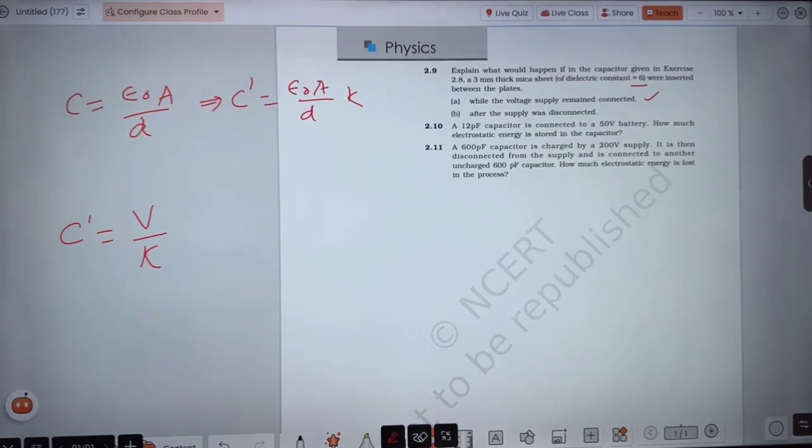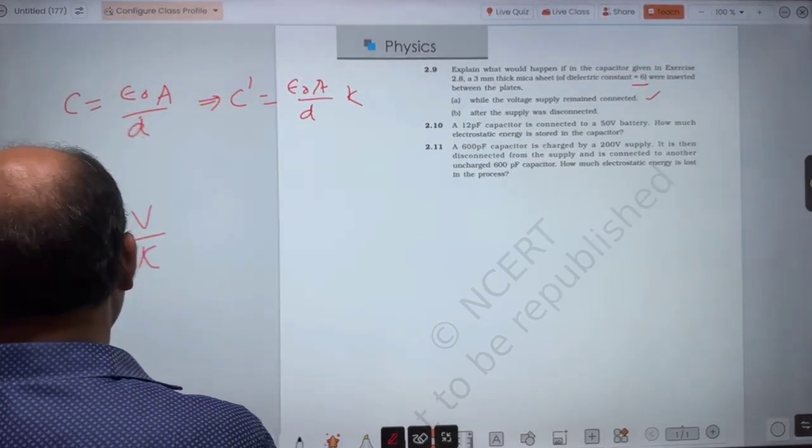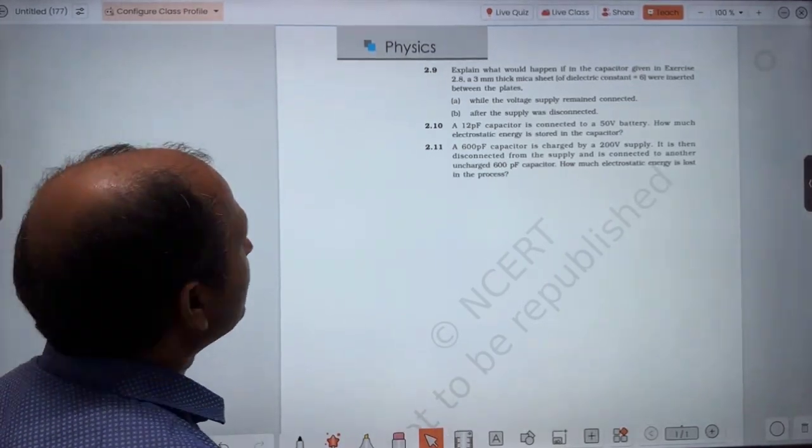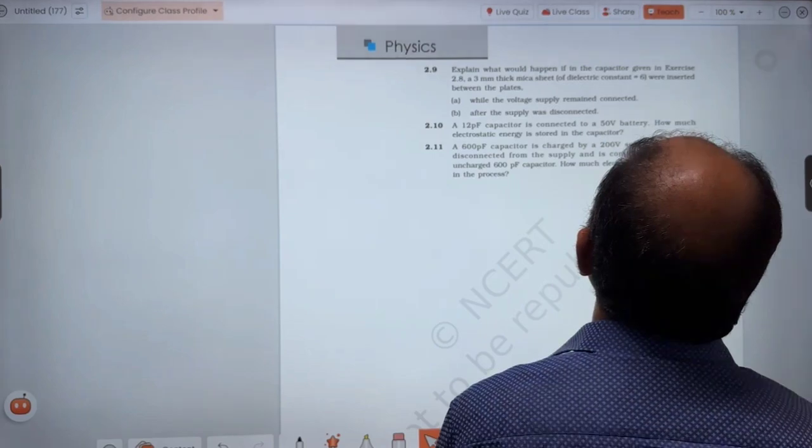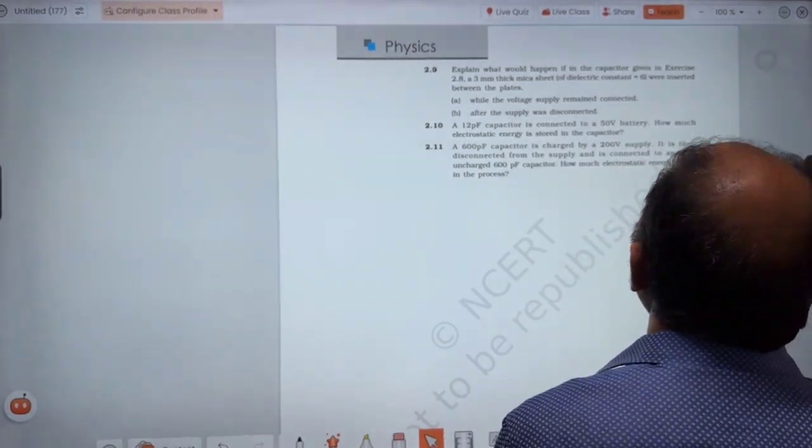So 12 into 10 to the power minus 12 into voltage square, so 50 square. You can evaluate that, and it will be in joule.